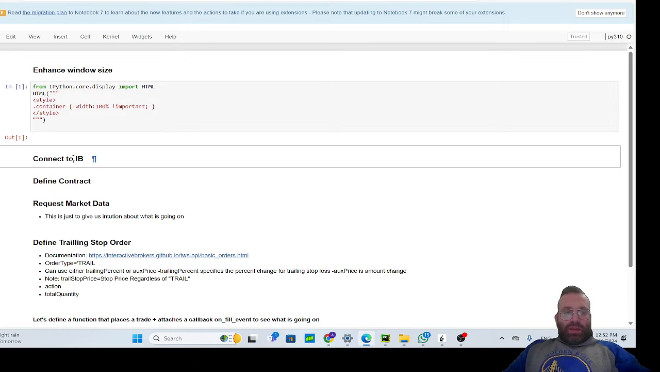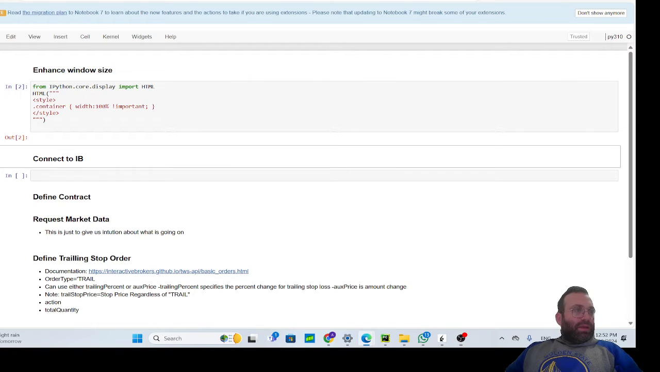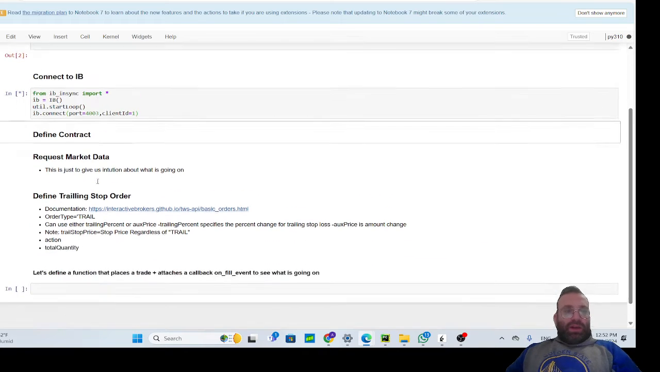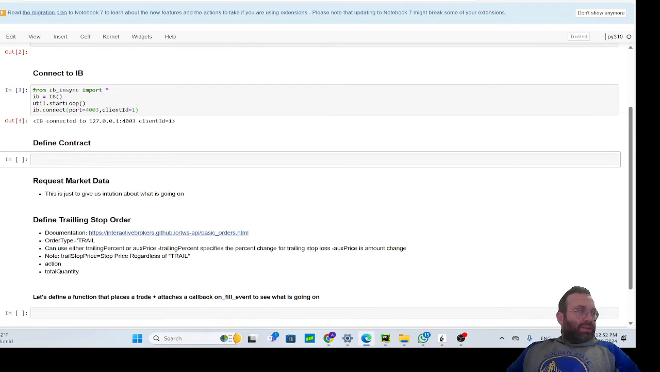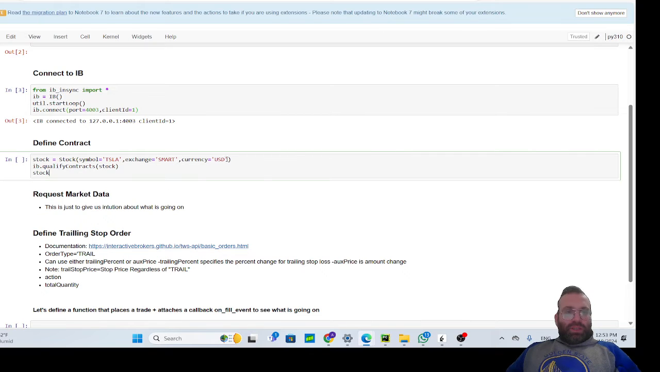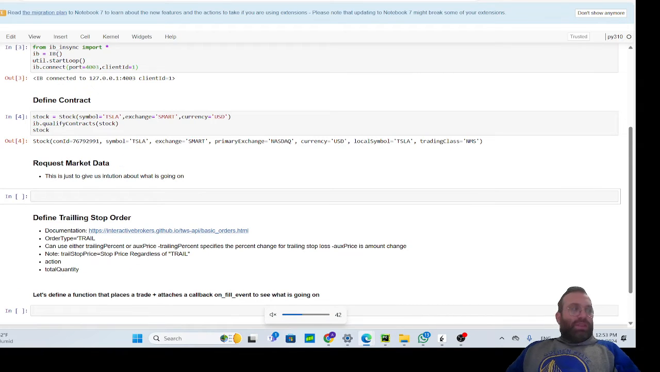So let's first connect to IB. Okay, so let's define the contract we want to go with. Like in other videos of mine, let's define Tesla. We define it as stock equals Stock, with symbol, exchange, currency. Qualified contracts gives you additional information like the con ID, the unique stuff, but in this case, you don't need it. I'm just going to request market data because it'll help us get intuition of what's going on when we place orders and that sort of thing.